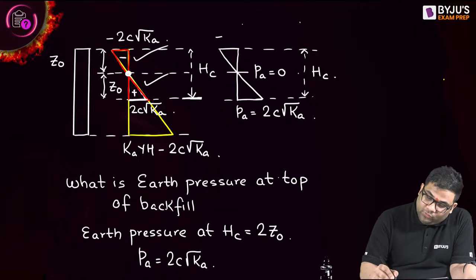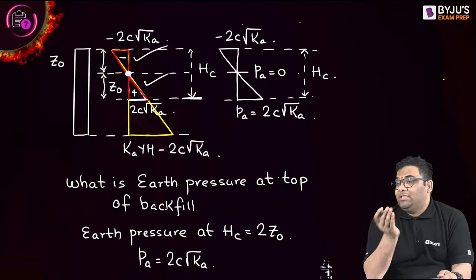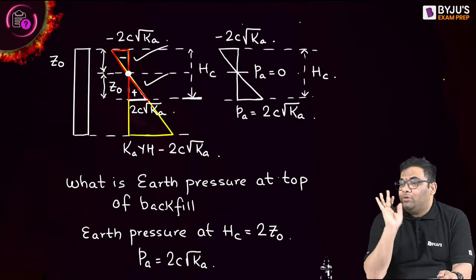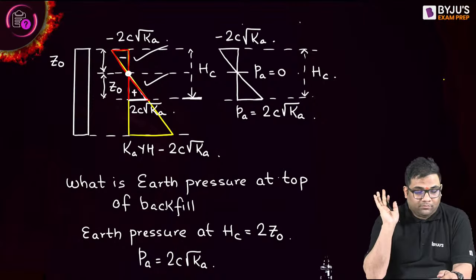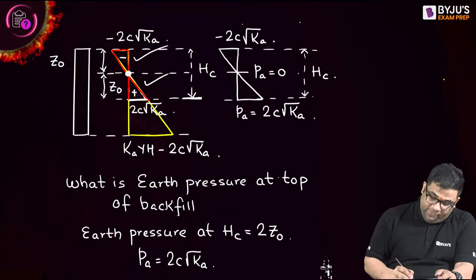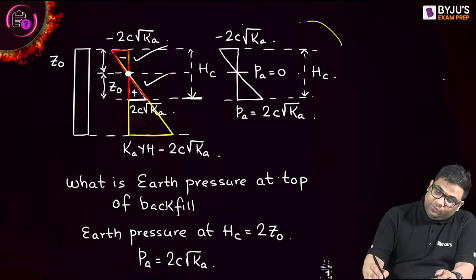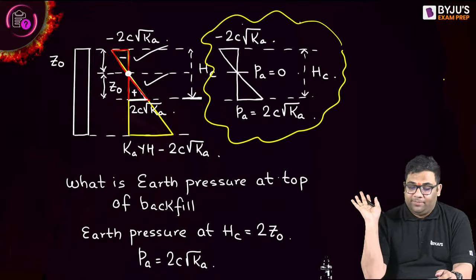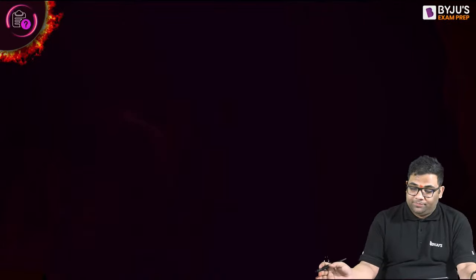Minus 2C root Ka. Understood? Easy. Everybody understood these distributions and how to find out Z naught, SC, everything. Okay, let us solve questions.